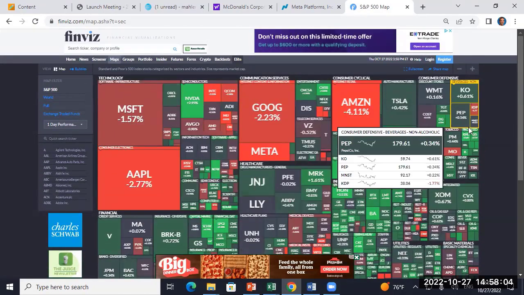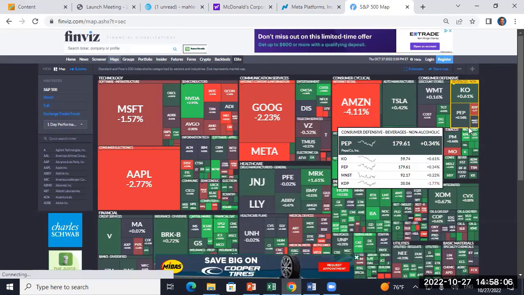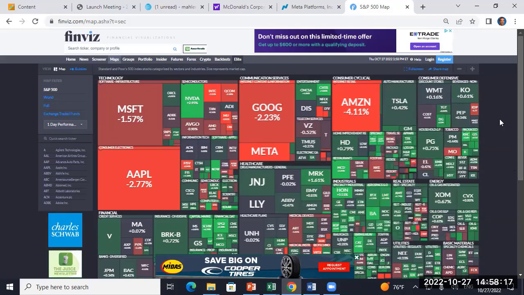Have y'all seen this thing when it's all red or all green? But is it ever 100% red? I've never seen it 100% red. I've never seen it 100% green, and that's what the unsystematic risk is.